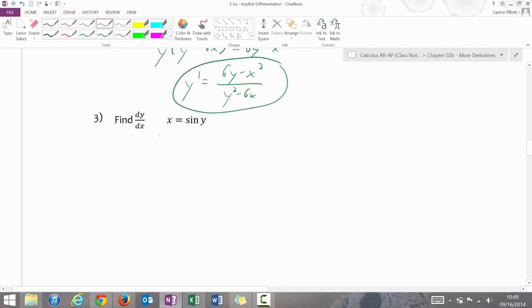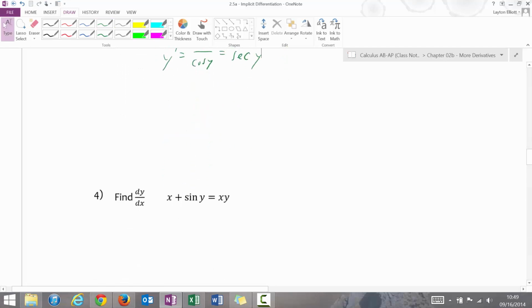So this one, if I take the derivative of both sides, I'm going to get 1 is equal to, the derivative of the inner is going to be y prime, the derivative of the outer is going to be the cosine of y. So then I get y prime is equal to 1 over the cosine of y, which I can then write as the secant of y. So that one was kind of easy.